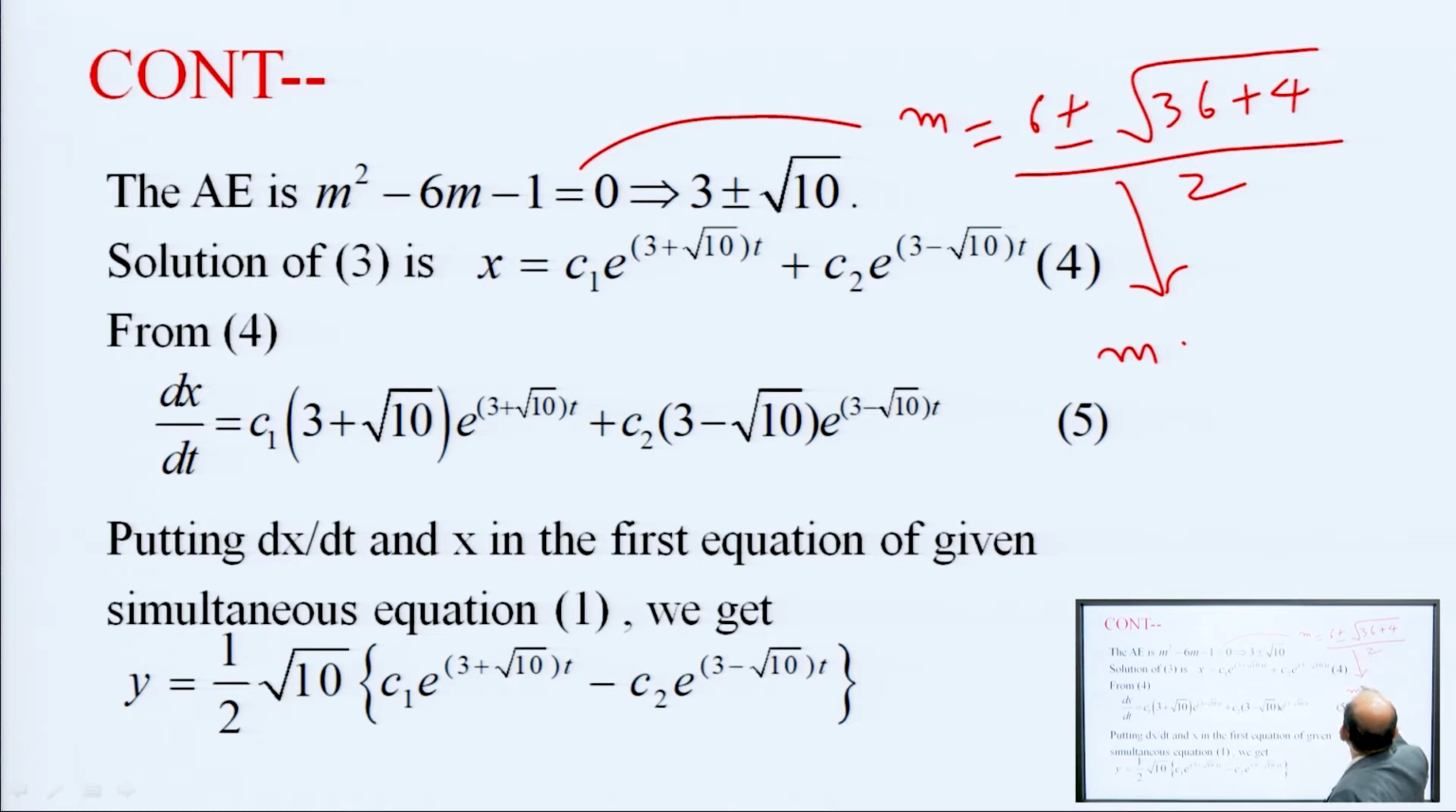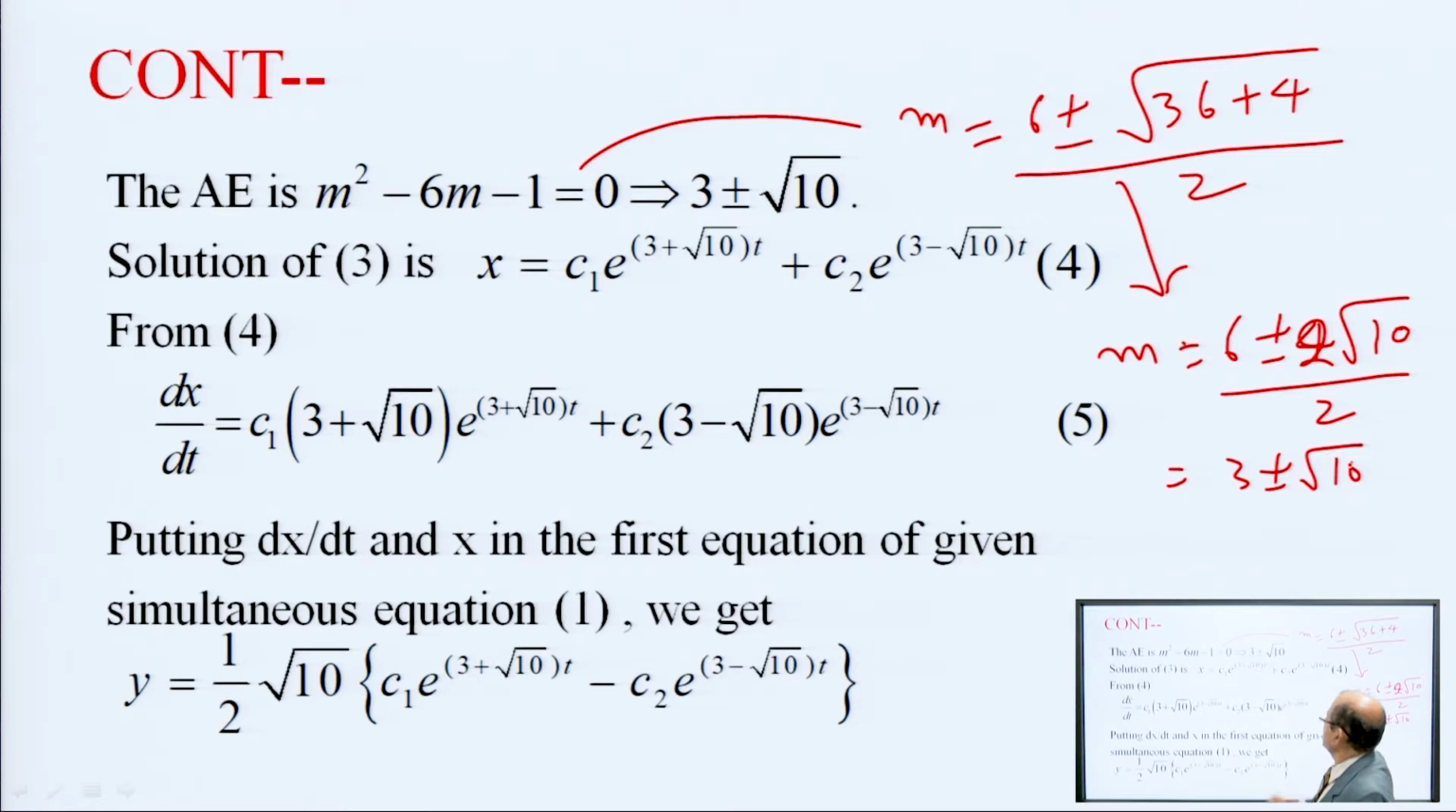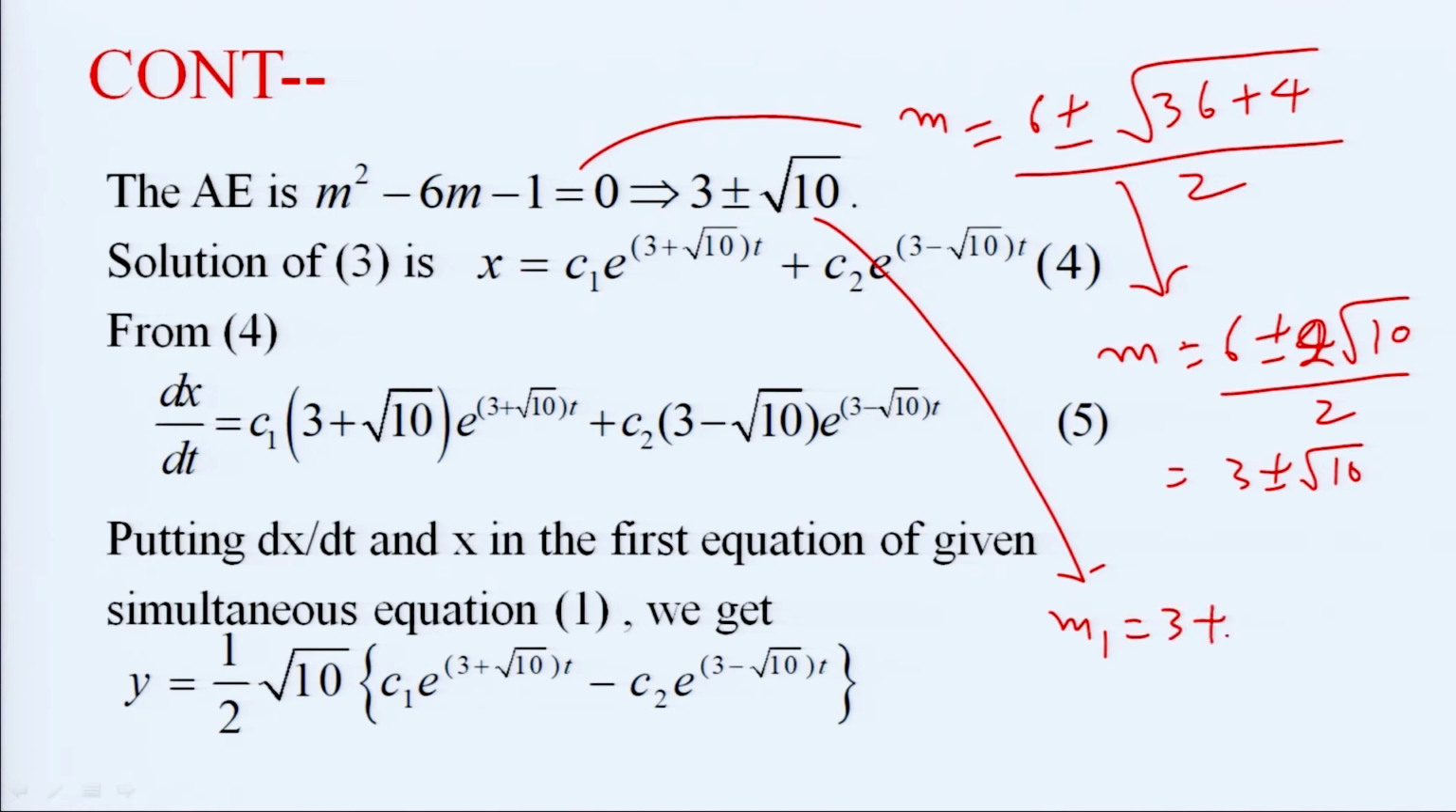m is equal to 6 plus minus the square root of 36 plus 4, that is 40, which means 6 plus minus 2 root 10, divided by 2, means 3 plus minus root 10. It is the value of m: m1 is 3 plus root 10 and m2 is 3 minus root 10. The solution for x is x equals c1 e raised to power 3 plus root 10 t, because t is the independent variable, plus c2 e raised to power 3 minus root 10 t.